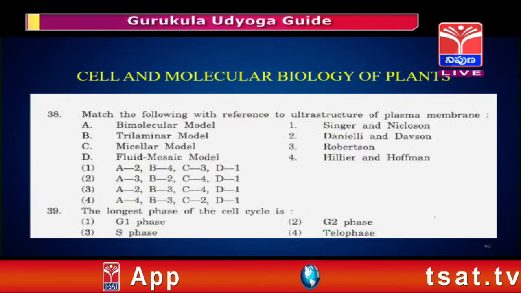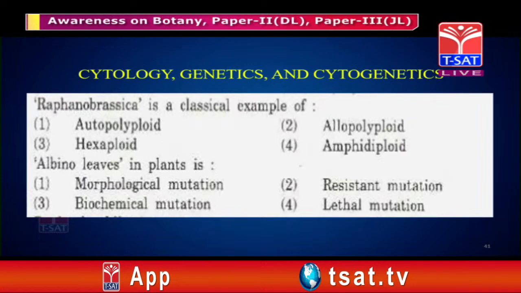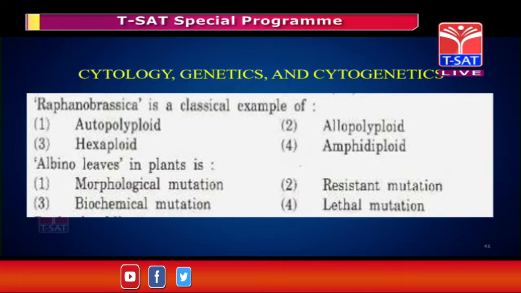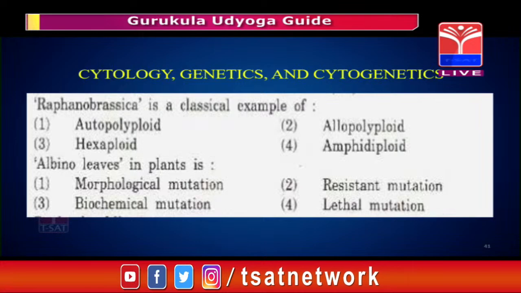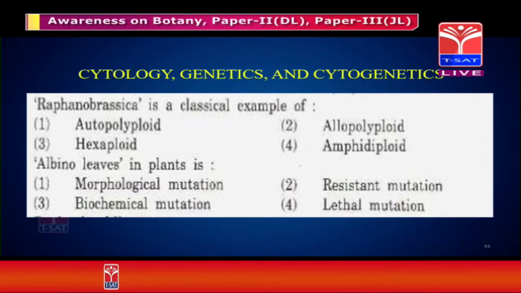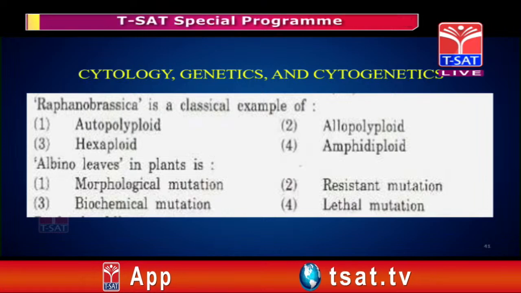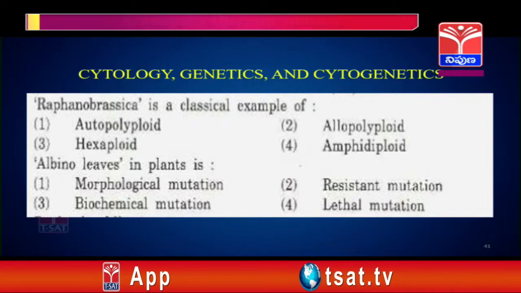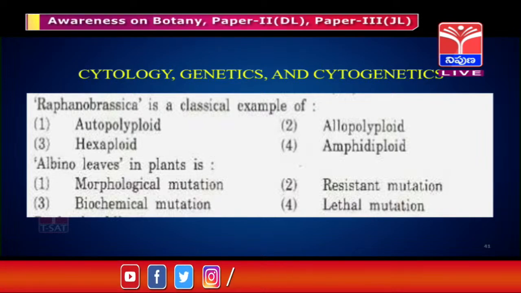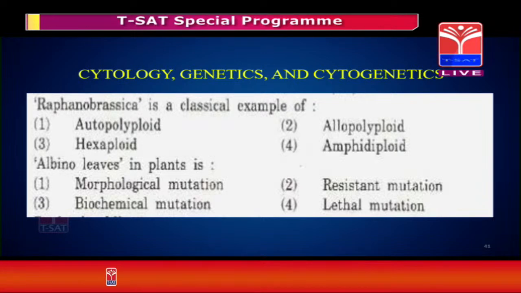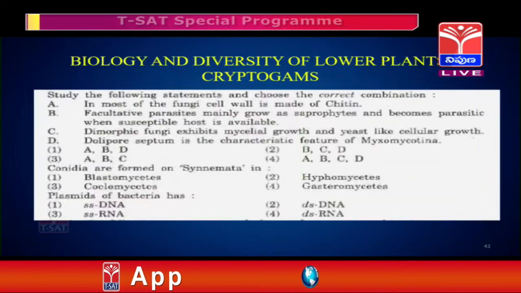So this is a bit tricky. If you see this example, it is a classical one, we all know what it is, but there are autopolyploid, hexaploid, amphidiploid, allopolyploid. Actually it is allotetraploid, but you do not see that kind of an answer here anywhere, but the closest thing that you can go for is the second one, that is allopolyploid. Then I have just now told you about redwood plants, and albino leaves in plants. This is about the recessive mutation that you can see.